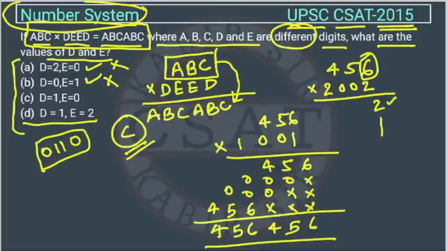So this property is dependent on this one, like any 3 digit number we are multiplying with 1001, we will get that 3 digit number repeated, right? So this became kind of a property.